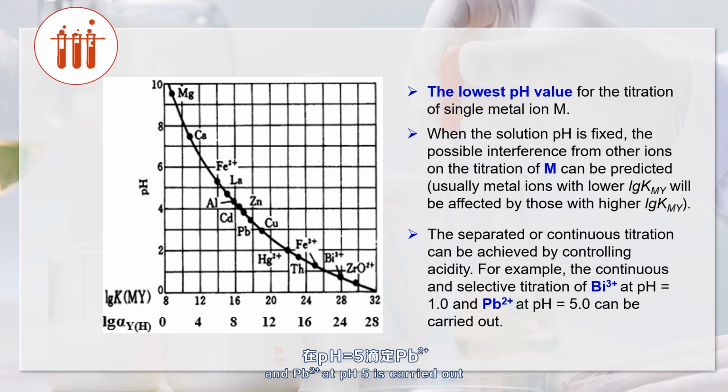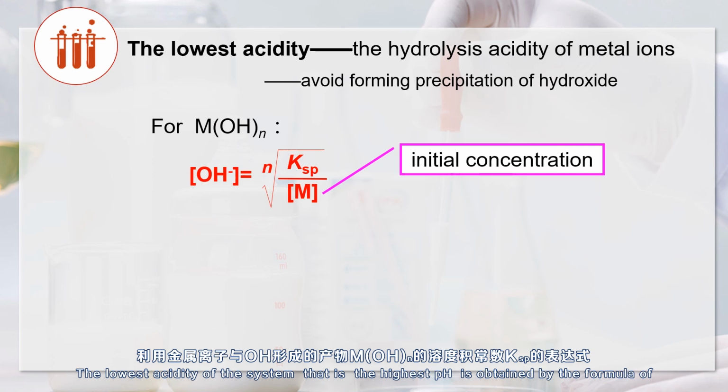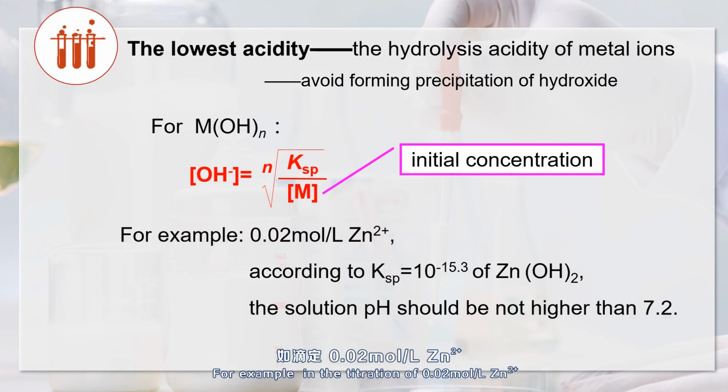In titration analysis, in order to prevent the hydrolysis of metal ions, the lowest acidity of the titration, which is the hydrolysis acidity of metal ions, must be controlled. The lowest acidity of the system, that is, the highest pH, is obtained by the formula of the solubility product constant Ksp of the product M(OH)n. For example, in the titration of 0.02 mol per liter zinc ion, according to Ksp equal to 10 to the negative 15.3 of zinc hydroxide, the solution pH should be no higher than 7.2.